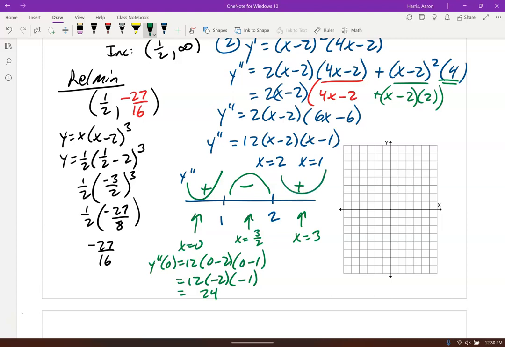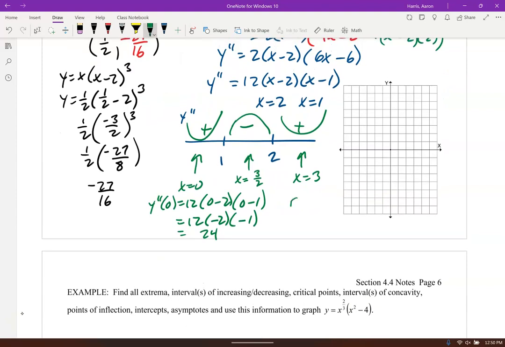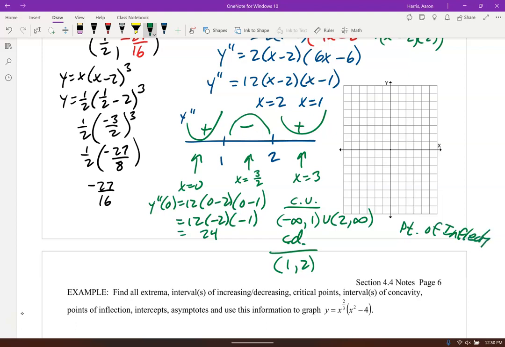Okay, so let's make a few notes here. I'm concave up from negative infinity up to that 1, and then again from 2 on. I'm concave down between 1 and 2. I do have a point of inflection. That's where it changes concavity. Point of inflection, because it changes from concave up to concave down at 1, and then changes from concave down to concave up at 2.